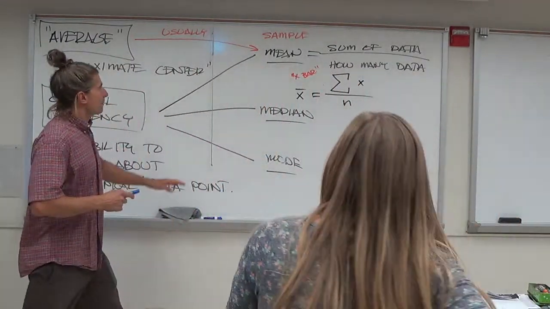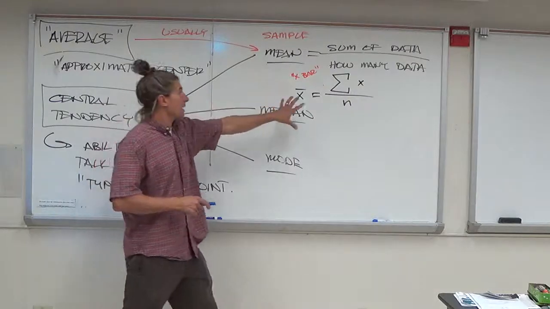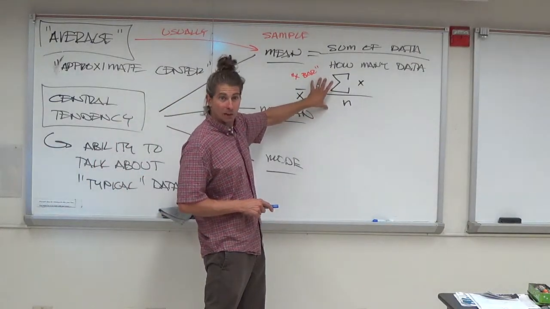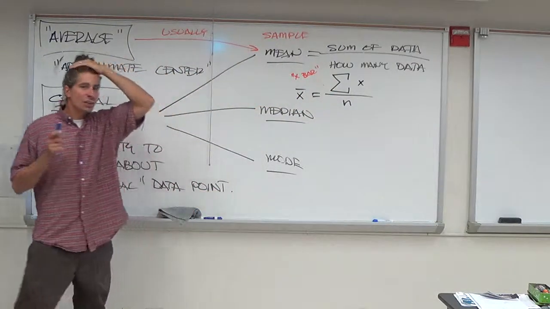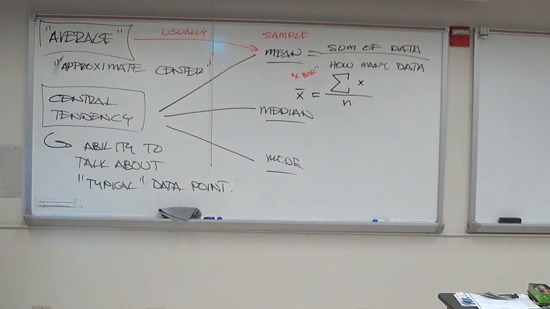So, let's think about some words we can use. I do want to use this calculation, but some words to think about what that formula does. So when you add it all up and divide by how many, what number does that give you?